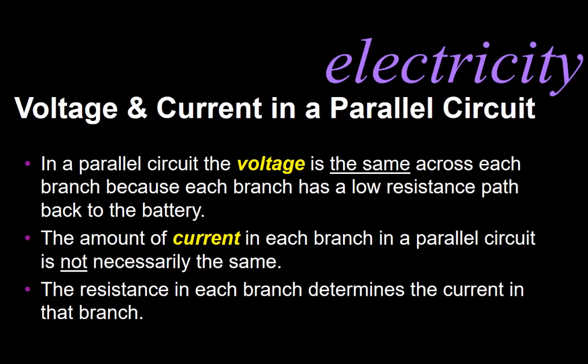Now, voltage and current in parallel circuits. In a parallel circuit, the voltage, this is important, this is different from what we saw in series, is the same across each branch because each branch has a low resistance path back to the battery. The amount of current in each branch in the parallel circuit, however, is not the same, as we just saw with Kirchhoff's current rule. The resistance in each branch determines how much current goes to that particular branch.